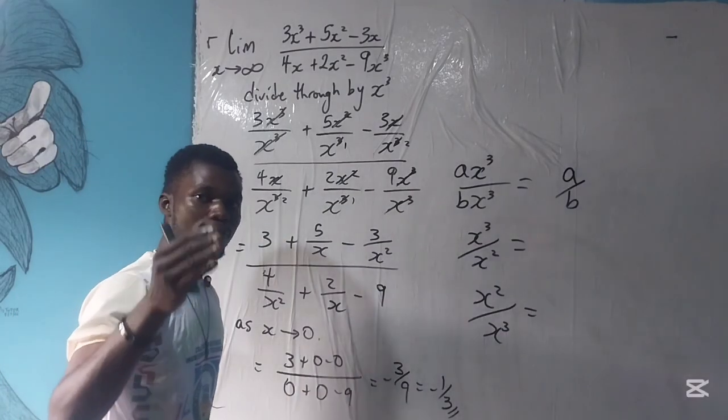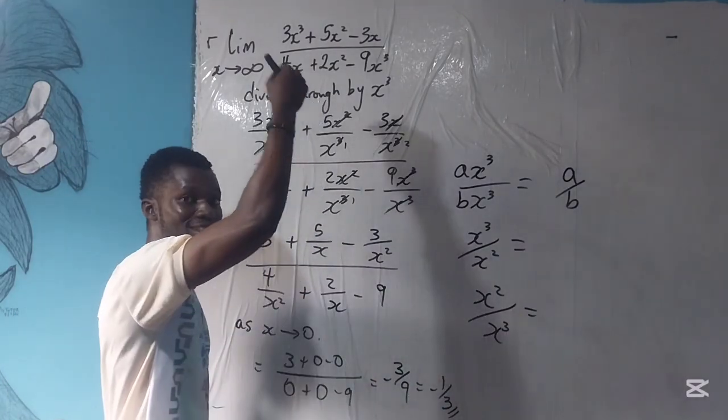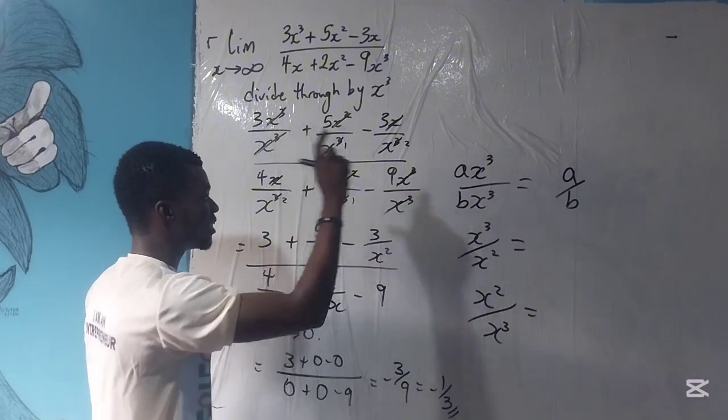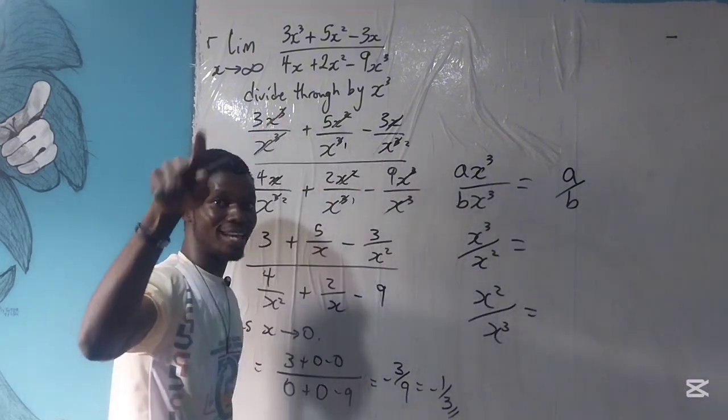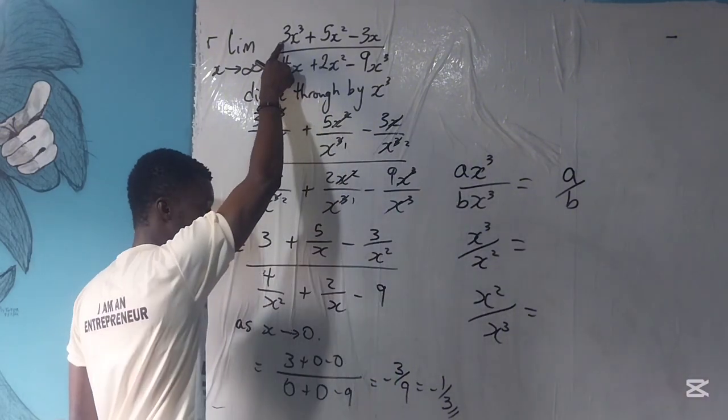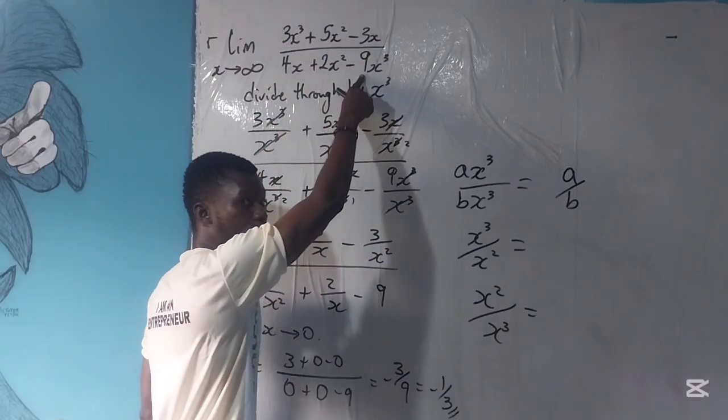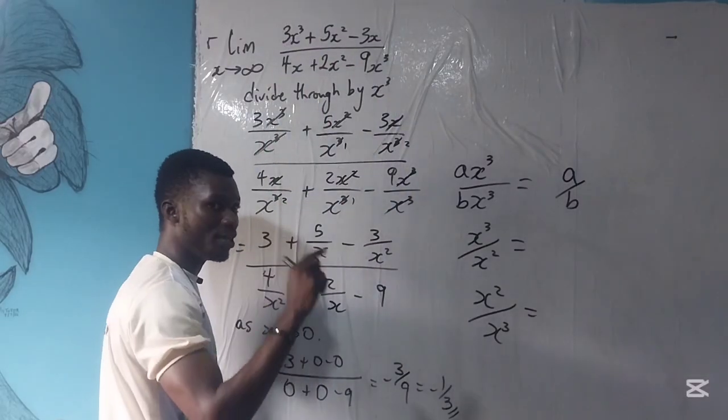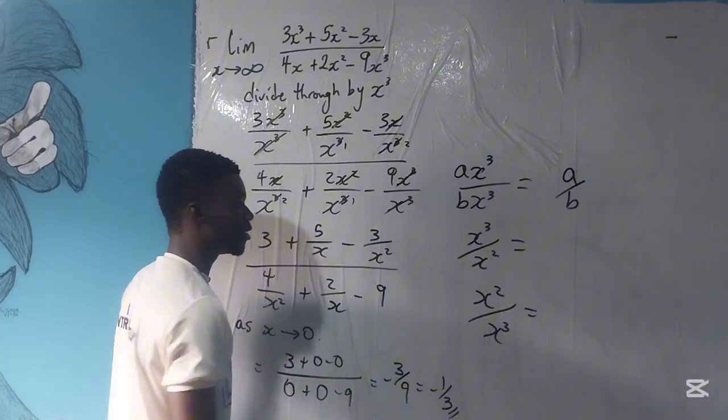If the highest power of the variable is in the numerator and the denominator at the same time, just take the coefficient, but with the sign. The sign for the numerator is positive 3. The sign for the denominator is what? Minus 9. So that's 3 over minus 9, which is minus 3 over 9, minus 1 over 3.